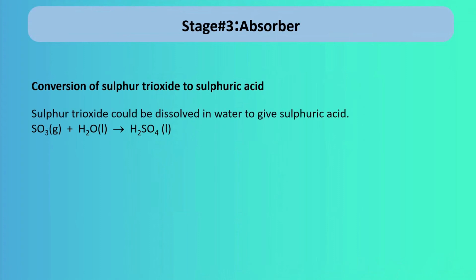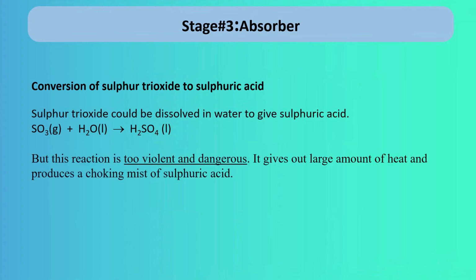Now the stage 3 detail. Stage 3 is the absorber, the conversion of sulfur trioxide to sulphuric acid. Sulfur trioxide could be dissolved in water to give sulphuric acid, but this reaction is too violent and dangerous. It gives a large amount of heat and produces a choking mist of sulphuric acid.